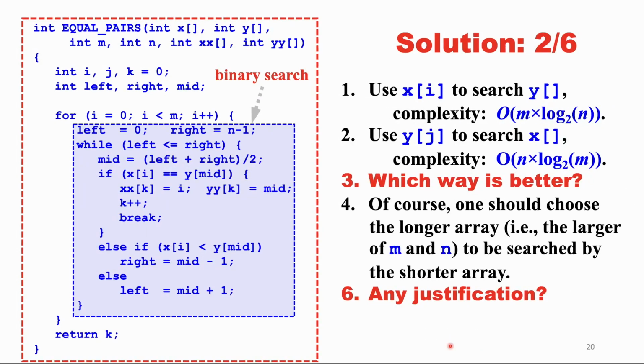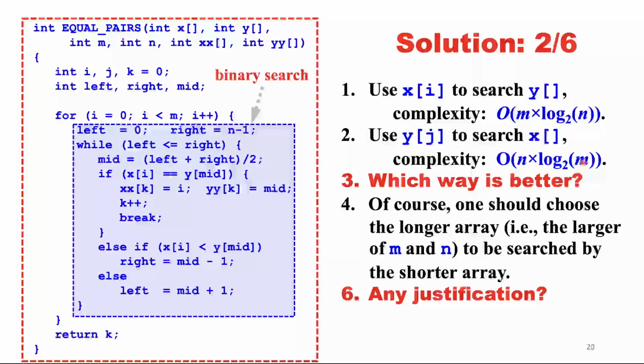There is an interesting way to think about this solution. We are given 2 arrays. If we use xi to search the sorted array y, then the complexity will be the order of m times log 2n. We could switch the array x and y. Instead of using xi to search y, we could use yj to search x. You just call this function by switching the order to x and y. In this case, the complexity would be n times log 2 of m.